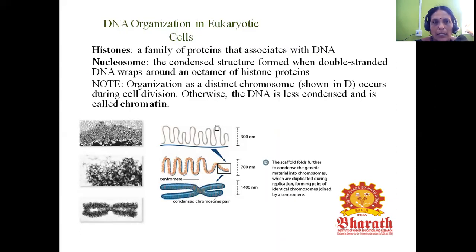Then let us look at the DNA organization in eukaryotic cells. Histones are a family of proteins associated with DNA. A nucleosome is the condensed structure formed when double-stranded DNA wraps around an octamer of histone proteins. Note that organization as a distinct chromosome, shown in D, occurs during cell division. Otherwise, the DNA is less condensed and is called chromatin.